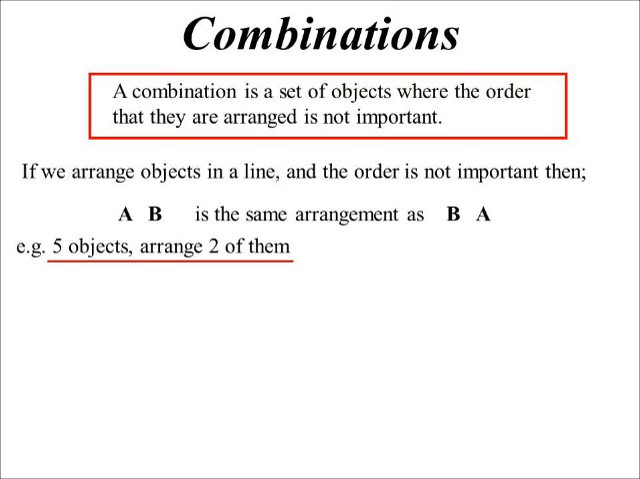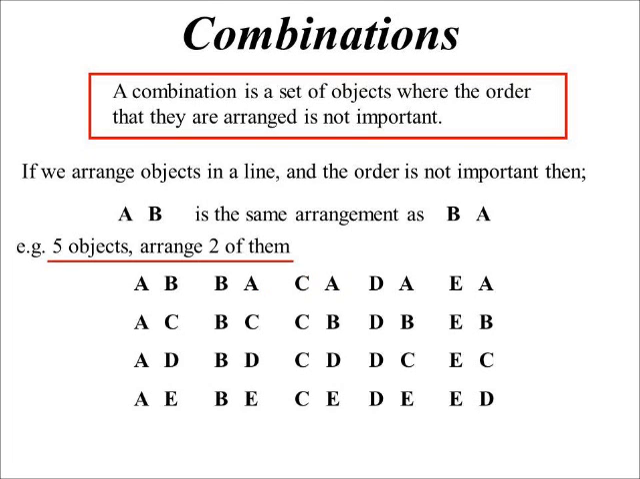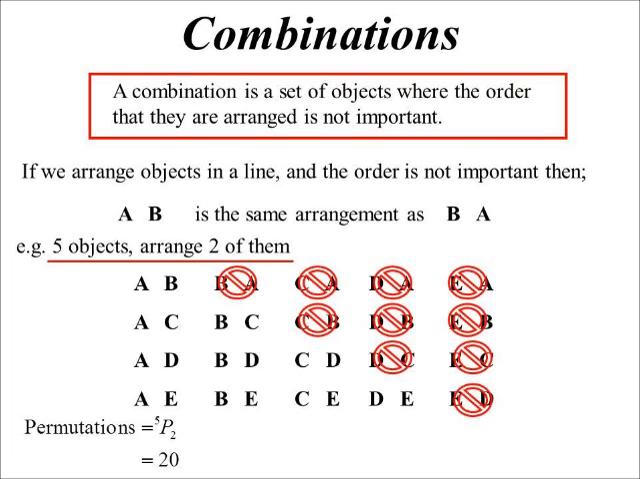Now, if it was a permutation, there's all the possibilities. And so we would have said, oh, that's 5P2, and there's 20 there. What I'm going to do is cross out all the ones that are doubled up. So I'm going to cross out BA because AB's there. I'm going to cross out CA because AC's there, and so on and so on. So I've got rid of all of those ones. So how many am I left with? Well, I'm now left with 10.